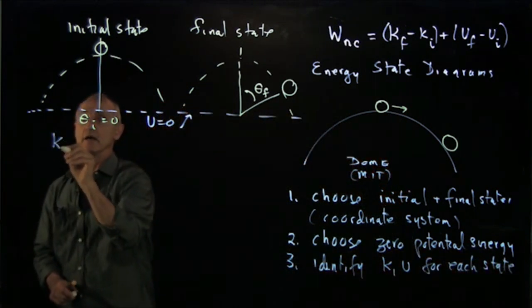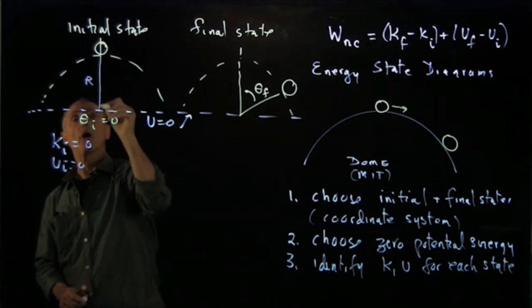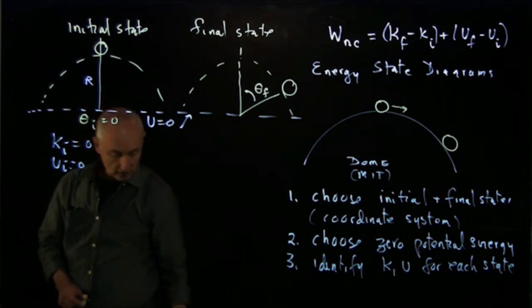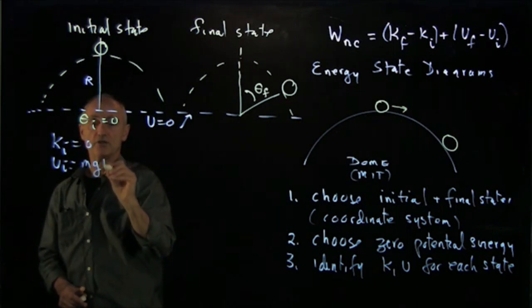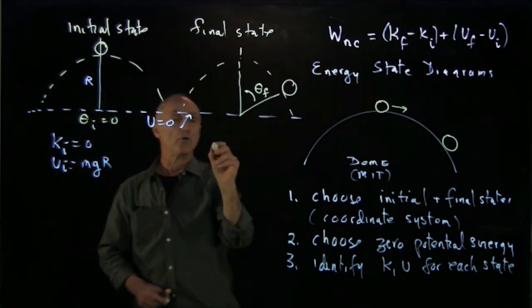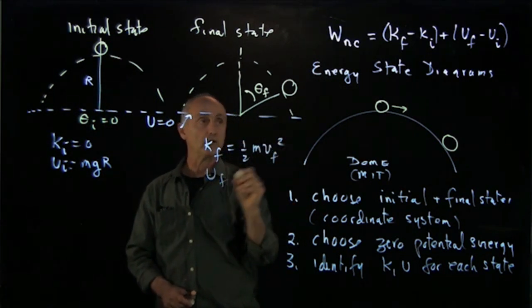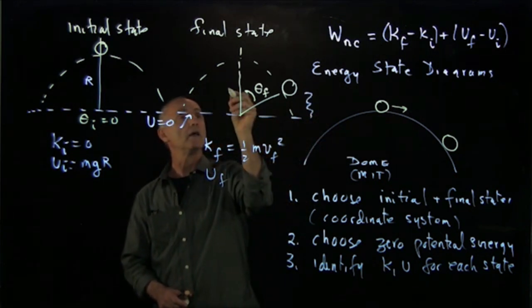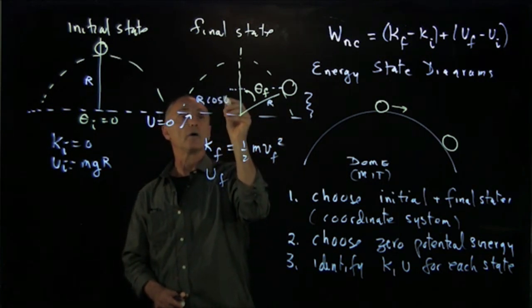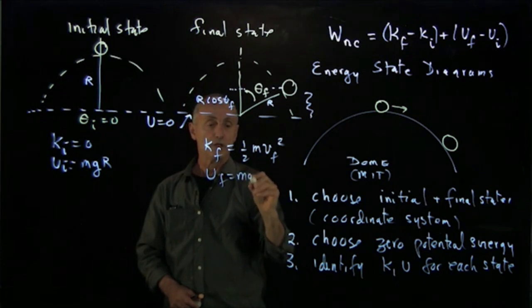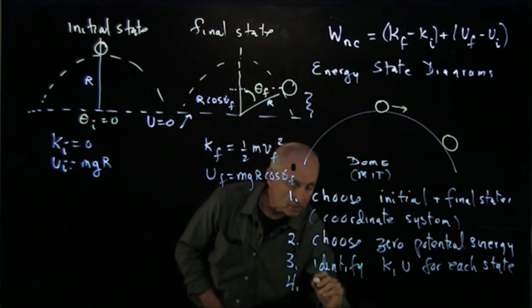So here we have K initial, it's at rest, 0. And U initial, well, I didn't introduce a parameter R. U initial is how high the gravitational potential energy is. So in this particular case, mg times R. Now over here, K final is 1/2 m v final squared. And U final, we can denote it here. If I plot this out, and that's R, then you can see that this is R cosine theta final. So that's mgR cosine theta final.